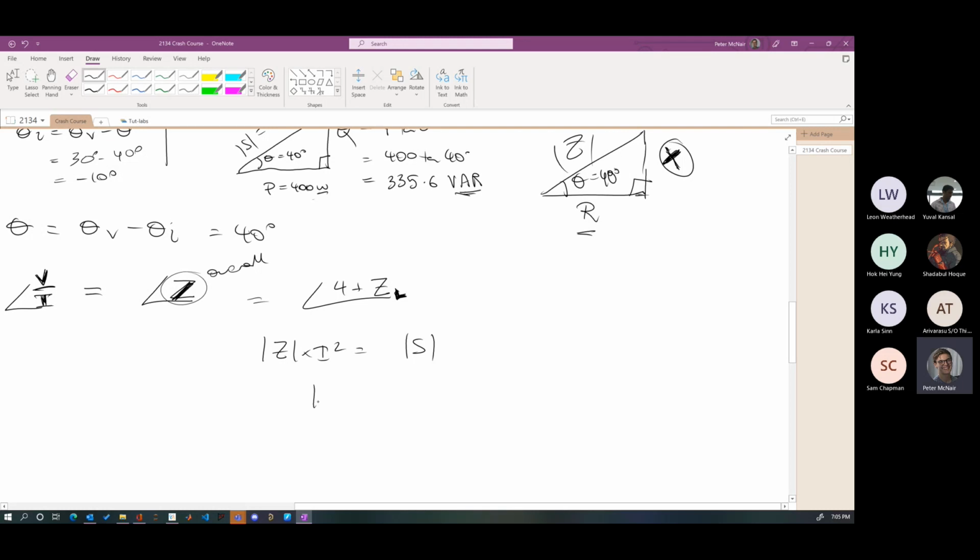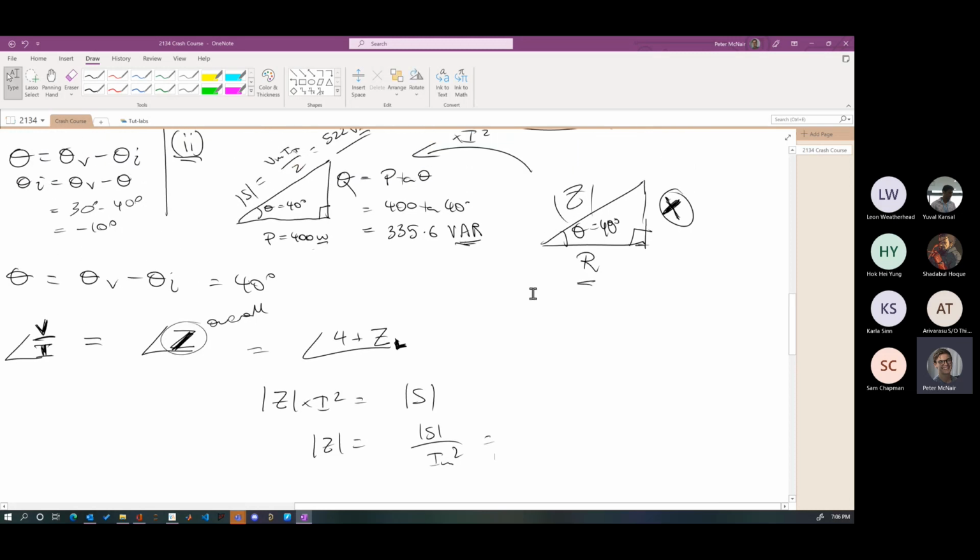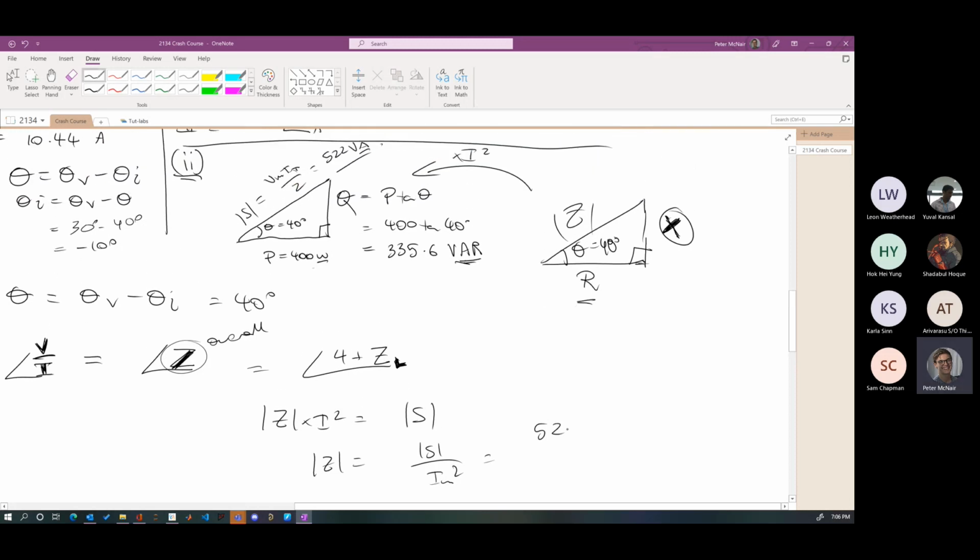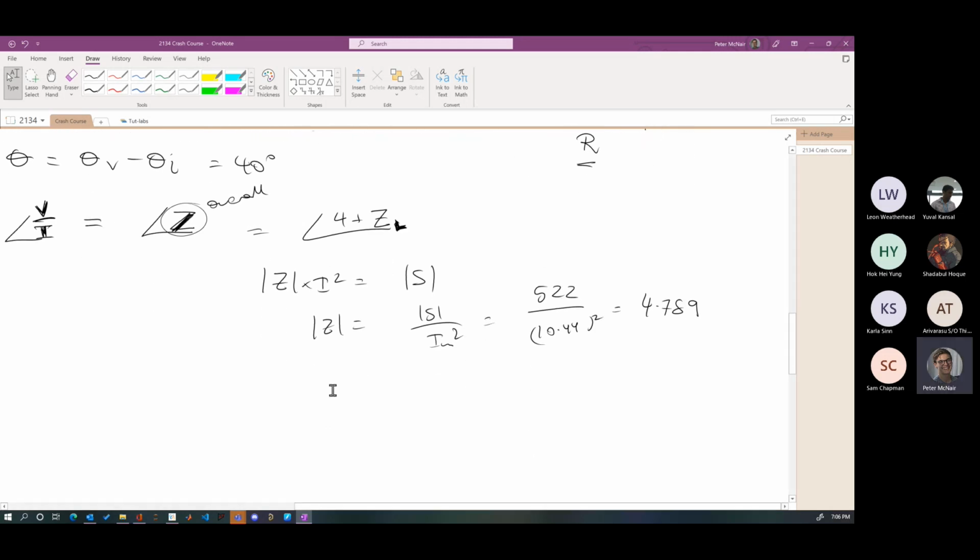So then the modulus of Z is equal to the mod of S divided by Im squared. And let's find these values. So this is 522 divided by 10.44 squared. Which is 4.789. Please correct me if I'm wrong here.